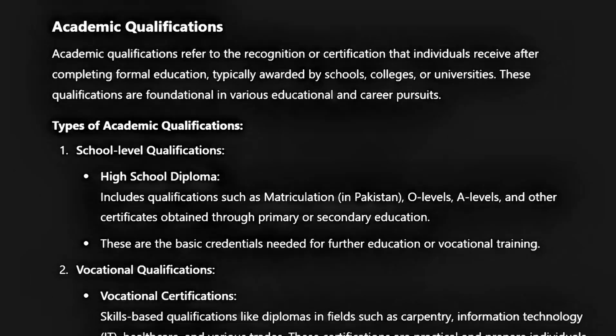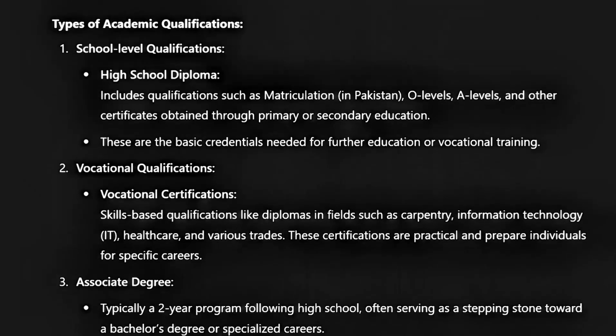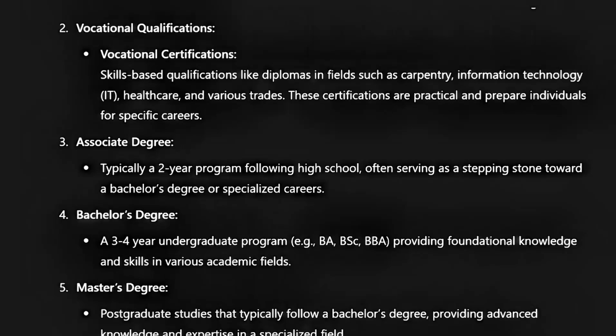Types of academic qualifications. 1. School-level qualifications. High school diploma includes qualifications such as matriculation in Pakistan, O-levels, A-levels, and other certificates obtained through primary or secondary education. These are the basic credentials needed for further education or vocational training. 2. Vocational qualifications. Vocational certifications. Skills-based qualifications like diplomas in fields such as carpentry, information technology, IT, healthcare, and various trades. These certifications are practical and prepare individuals for specific careers.